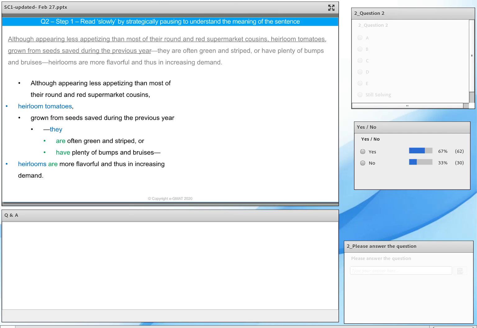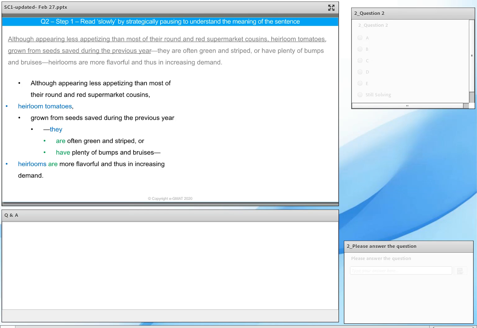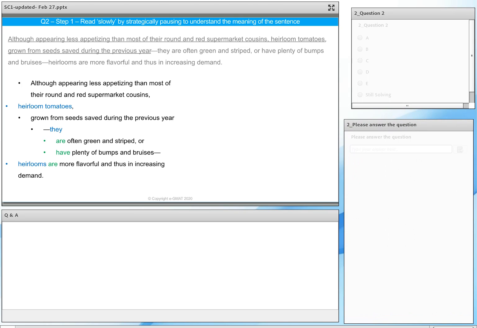I'm going to move this yes, no poll out of here, and I'm going to bring up this short answer questions poll, so you guys can answer some questions in here as I ask them. So let's get started reading through this sentence.